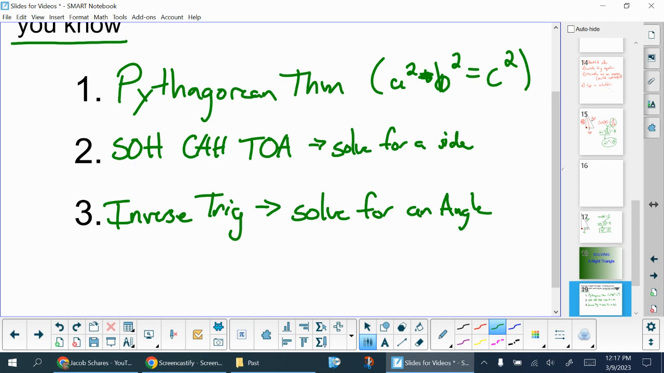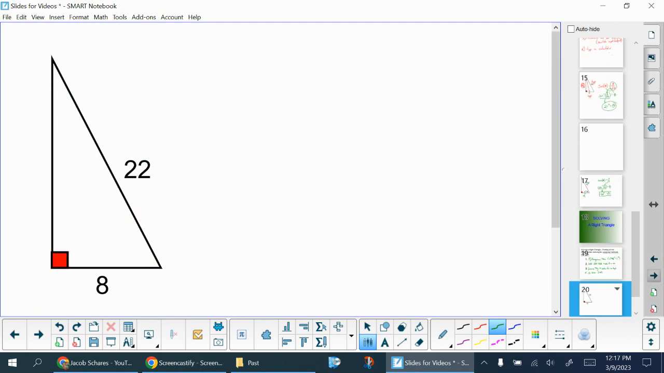I guess there's probably one thing I should have put in there before also. We can use the triangle sum. So the angles of a triangle have to add up to 180 degrees. That one's going to get used as well. So let's just take a look. We've got two examples here. I'm going to give you one that has two sides and then one that has a side and an angle. And we're going to go ahead and find everything.